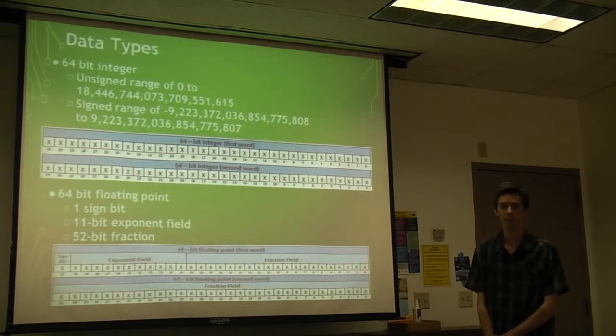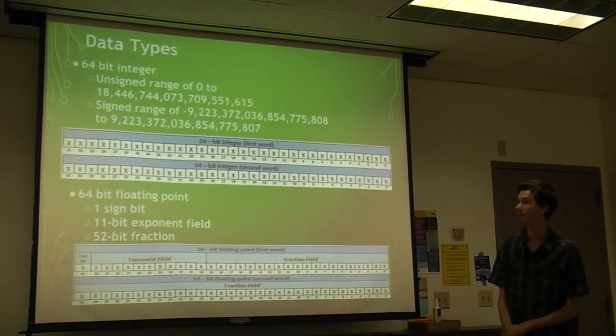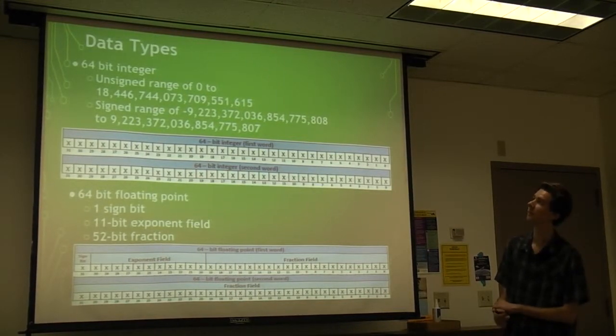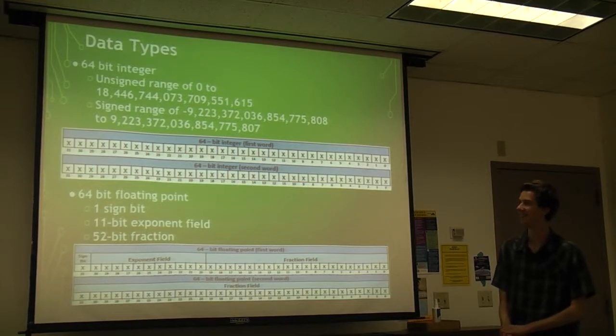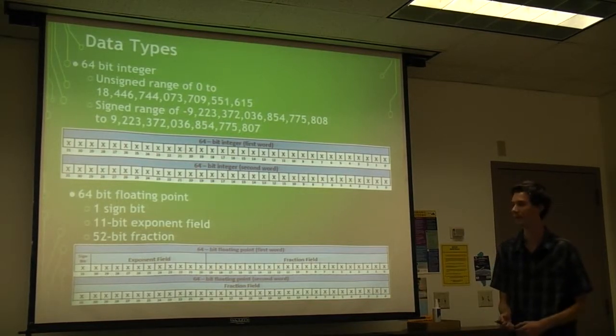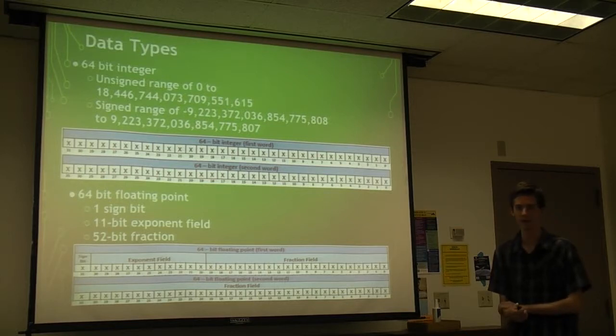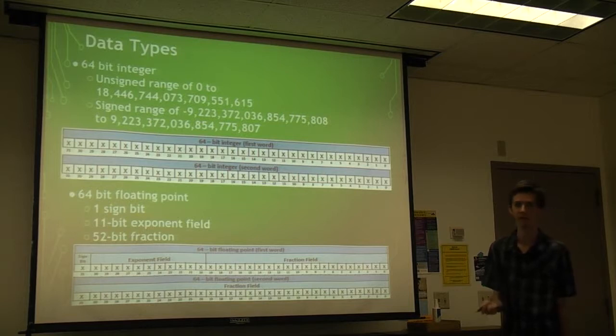And the data types, we only have 64-bit integer and 64-bit floating point. The integer has an unsigned range of 0 to a large number, and a signed range of other large numbers. And the floating point has one sign bit in the most significant field in the higher memory area, followed by an 11-bit exponent field, and then 52-bit fractions, but the 32 right down there is for extra accuracy.